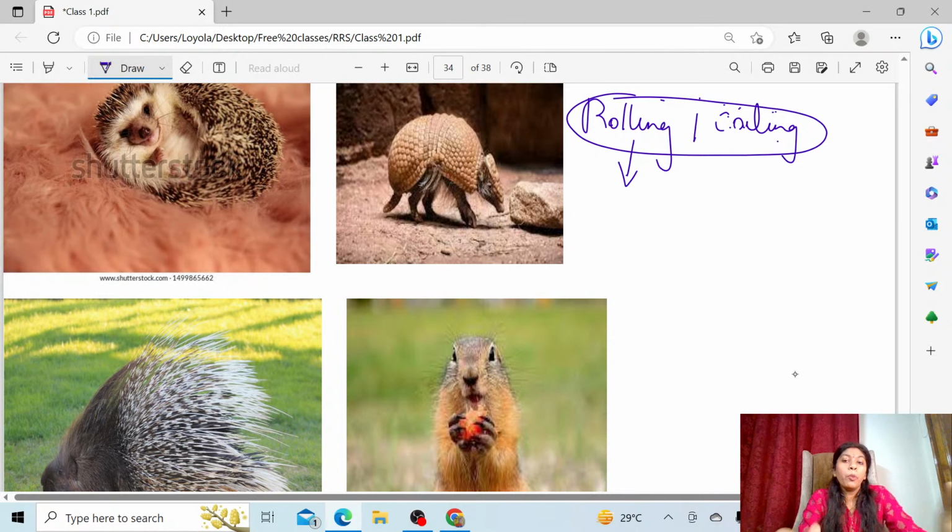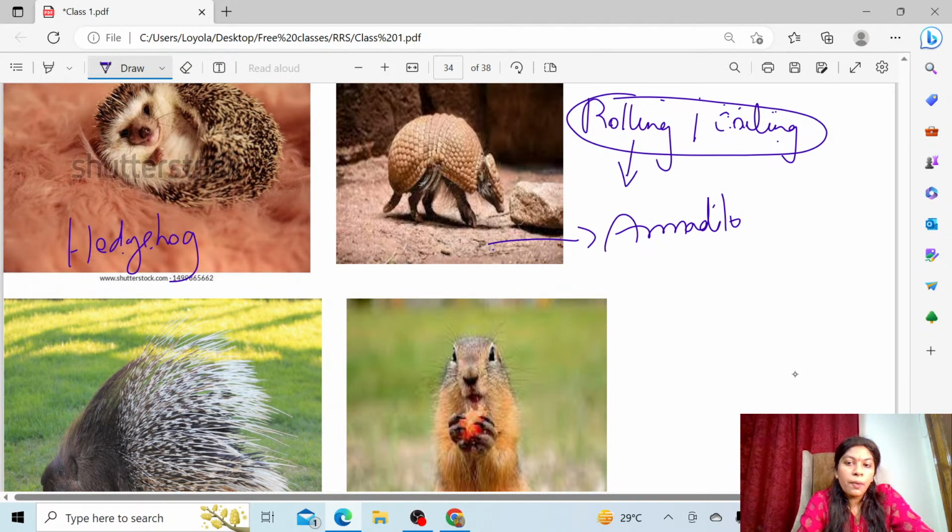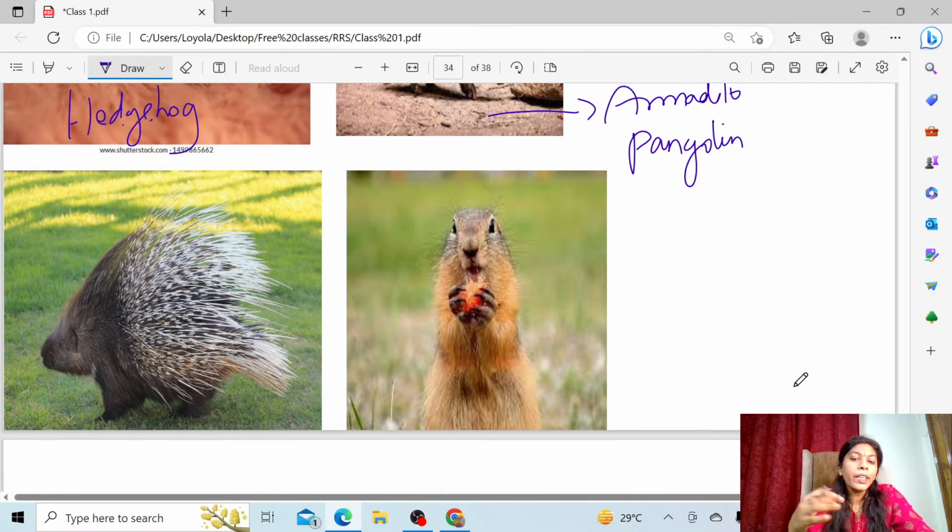So here examples are important. Starting from, see, this is hedgehog. Okay, this is hedgehog, a very cute organism. It will also roll into a ball and safeguard itself. This is armadillo. Okay, another example. In the same way, you can also add pangolin. Pangolin is not here, but pangolin, like armadillo, is also an anteater. It also will roll or coil in order to safeguard itself. Then this is porcupine. Porcupine is another example for an animal rolling.